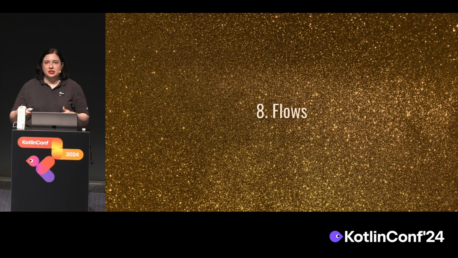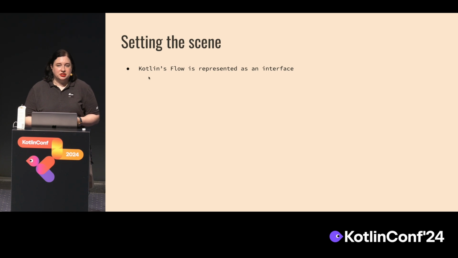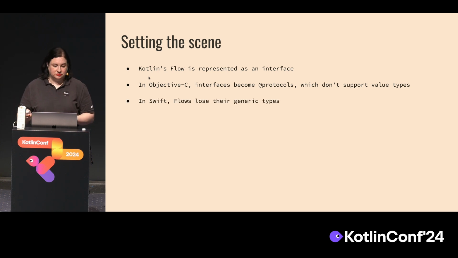The next logical step to look at here is flows, which gives you a stream of values asynchronously. So let's look at what the problem is here. Let's set the scene. Kotlin's flow is represented as an interface, and in Objective-C, interfaces become protocols which don't support value types. So in Swift, those flows are going to lose the generic types. Similarly to suspend functions, we also need that cancellation support and main thread safety.